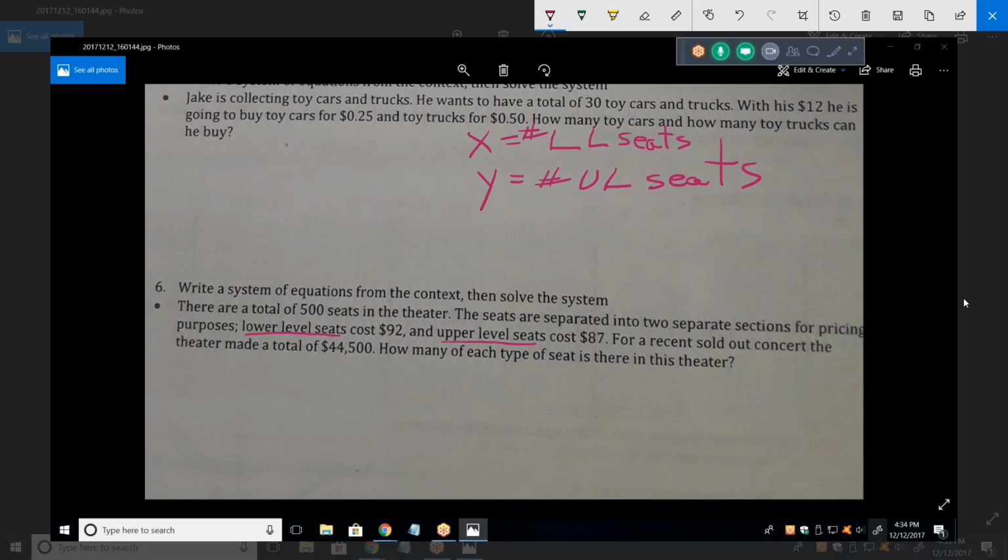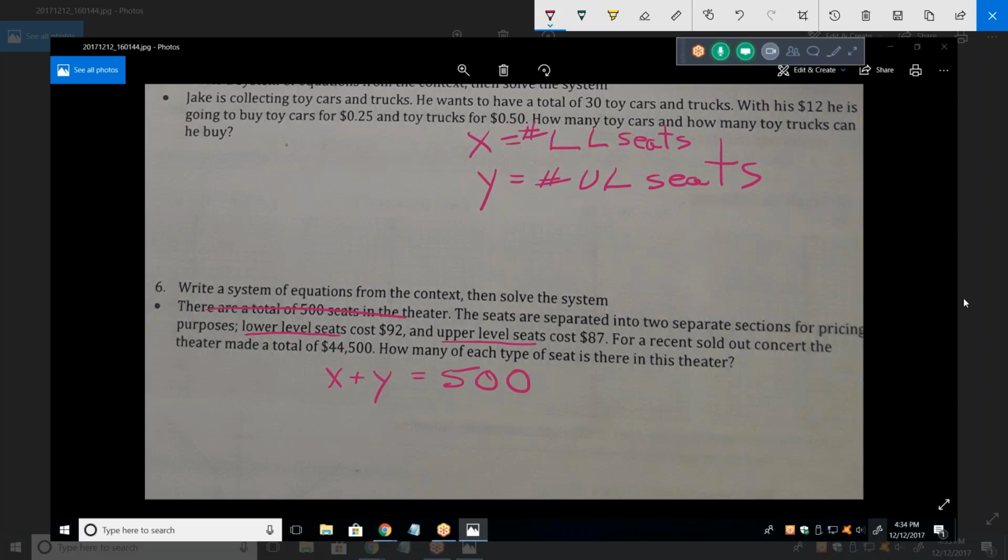Starting with the first sentence. So there are 500 seats total. Give me an equation, not a sentence. X plus Y equals 500. That takes care of that.